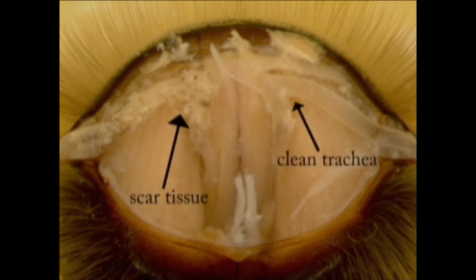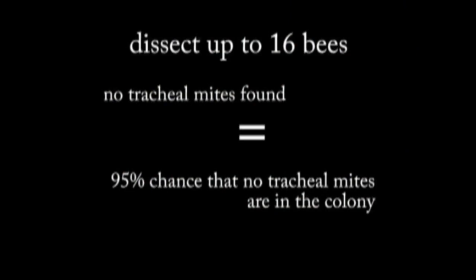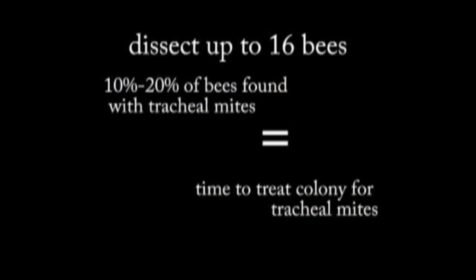The scar tissue looks black. It can completely cover the trachea, and if you see this, your bee is positive for tracheal mites. I recommend dissecting up to 16 different bees, and if you find no tracheal mites in any of these samples, then you have a 95% probability that you have no tracheal mites in the colony. If your bees have 10 to 20% infestation, then you need to treat your bee colonies.